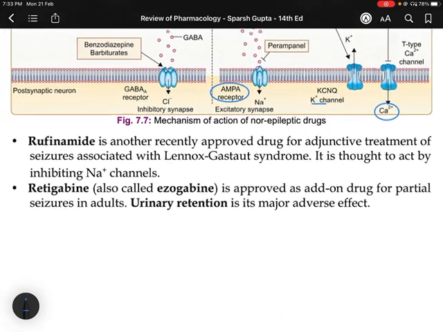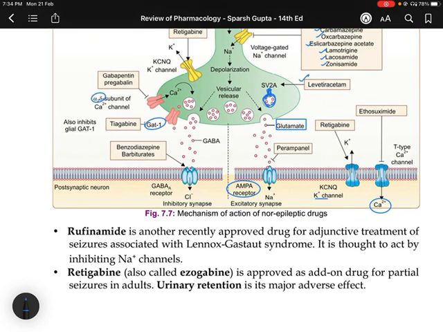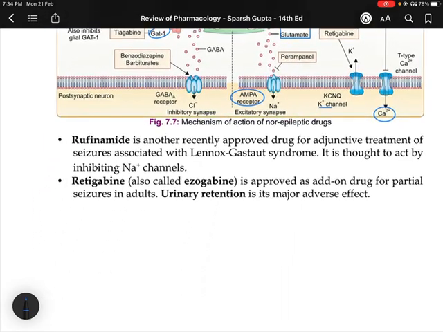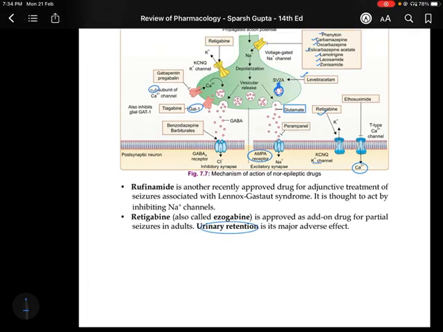Now rufinamide is another recently approved drug for the adjunctive treatment of the seizures associated with Lennox-Gastaut syndrome, thought to be inhibiting the sodium channel. Rufinamide is not given here. And retigabine also, I think I read it. Here it is, retigabine approved for add-on of partial seizures in adults. Urinary retention is its major adverse effect.